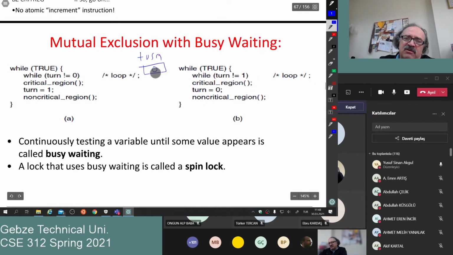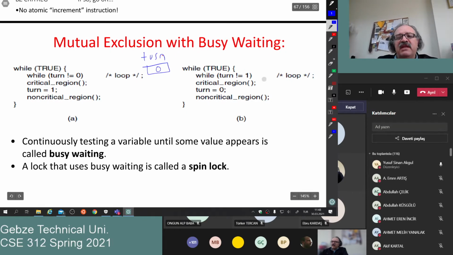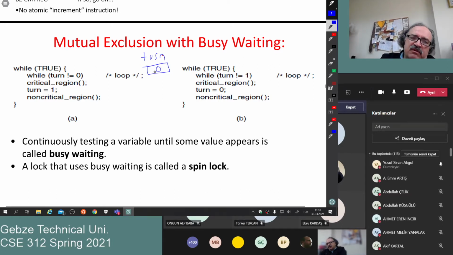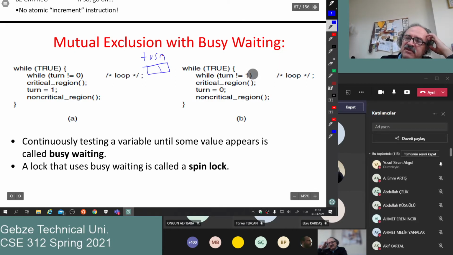Since turn is 0 at the beginning, this won't enter the critical region. It will wait because turn is not 1. Okay? It will wait. Let's say this one started again and it entered the critical region. After it is done with the critical region, it may turn 1. Turn is 1 now. Since turn is 1, this one can start running.